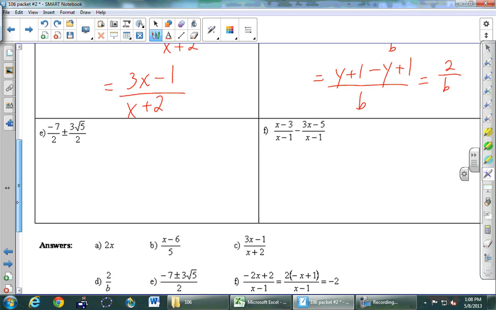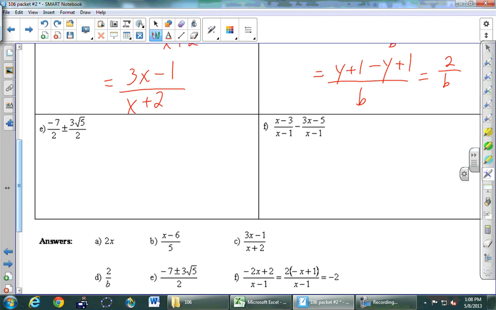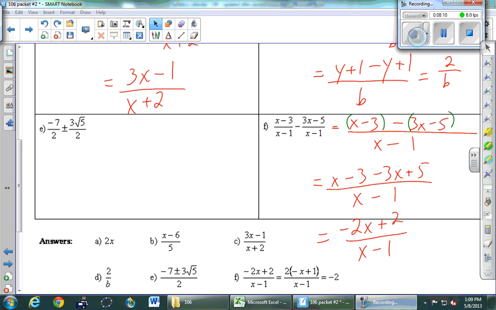Let's do part F. Can you guys try that one and check with your neighbors? Again, bring in the parentheses, just like Sam suggests. All right, so upstairs I got a negative 2x plus 2. Is that right? Questions on that one?